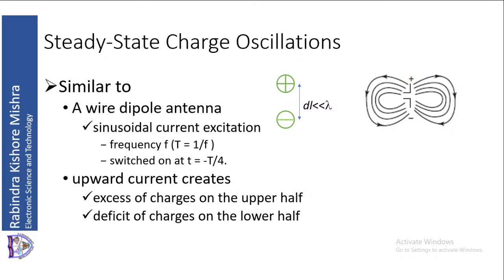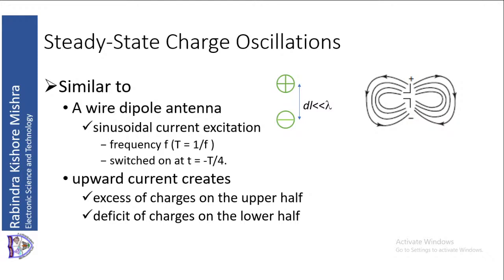So look at the right hand figure where we have a wire. The top is shown by a plus sign, the bottom is shown by a negative sign. The wire extends upward and downward from its center. Downward it ends in a negative sign, equivalent to negative charge. Upward it ends in a positive sign, equivalent to positive charge. So we have a wire dipole antenna.